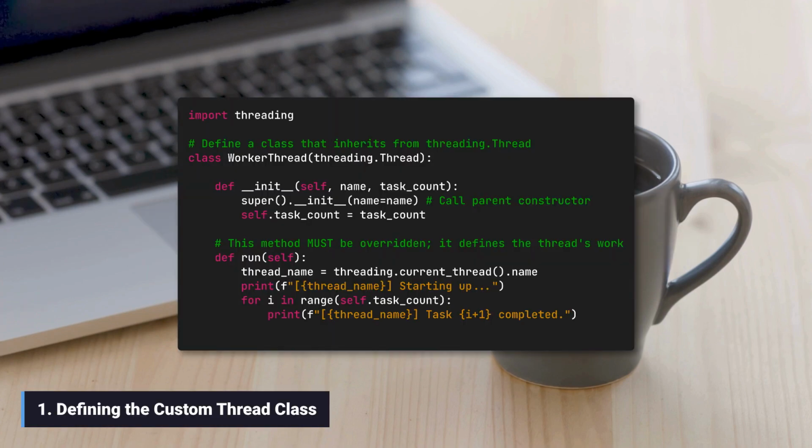1. Defining the custom thread class. To extend the class, we define class WorkerThread, inheriting from threading.Thread. Crucially, we must override the special .run method. This .run method is the equivalent of the target function. When the thread starts, this is the method that executes. Any initialization, like setting the thread name or internal data, is done in the constructor, remembering to always call the parent's constructor using super().__init__().